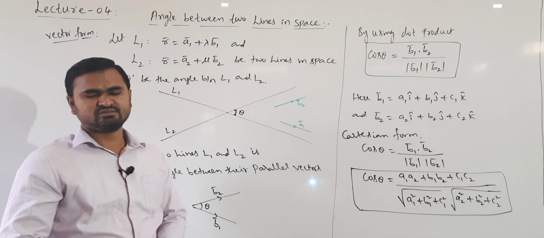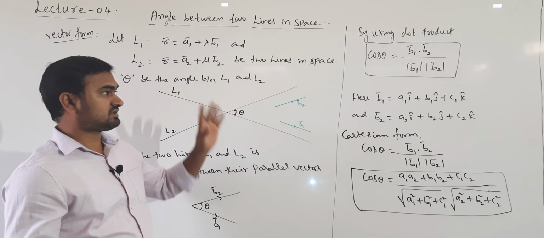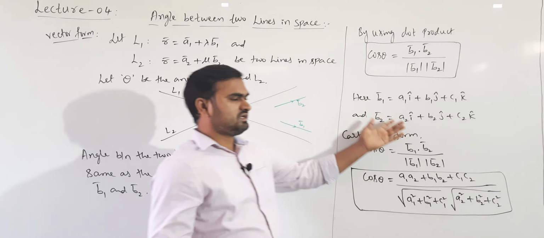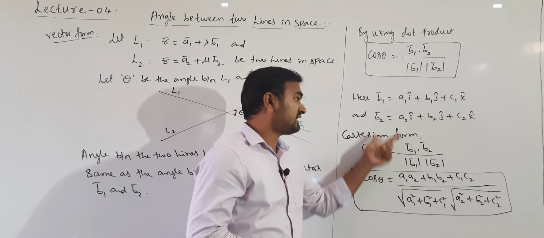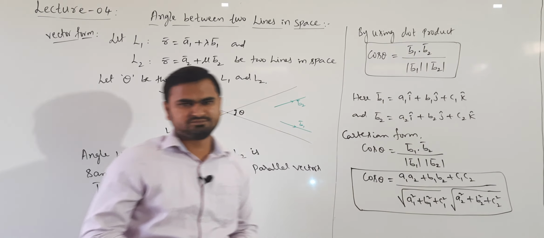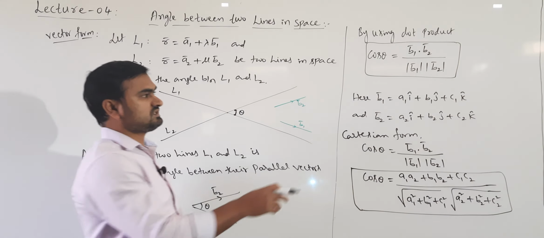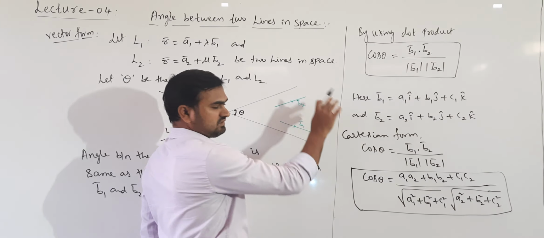Okay, so sometimes equation of lines will be given in vector form, sometimes they will be given in a Cartesian form. So using these formulas we can find the angle between two lines. Understand? So both forms you have to remember.